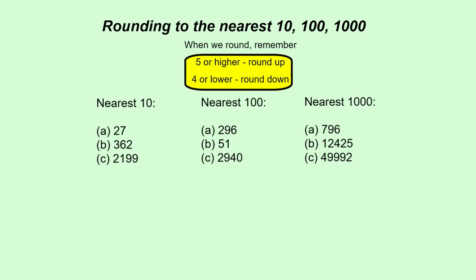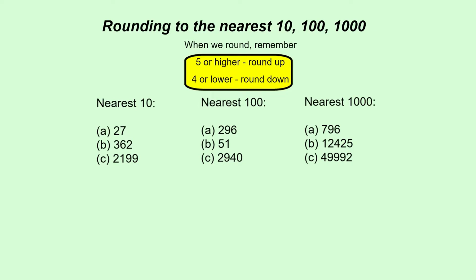Today we're going to be looking at rounding to the nearest 10, 100 and 1000. Quick recap of the key idea behind rounding, and it's in the yellow box here. If the rounding number is 5 or higher, you round up, and if it's 4 or lower, you round down.